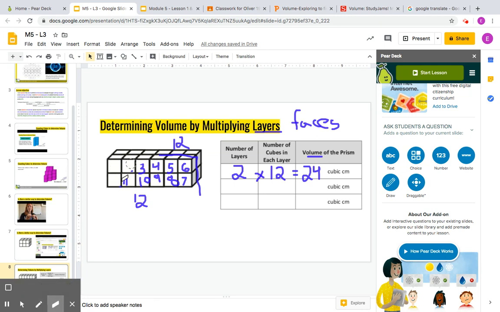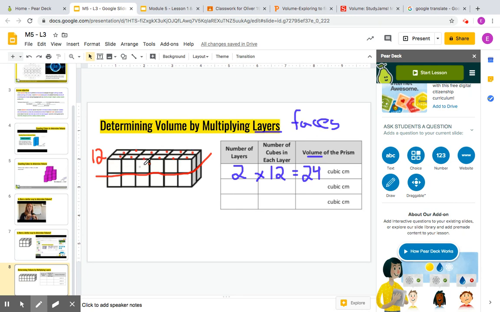Let's see if we're correct by looking at a different way of layering or looking at a different face of our structure. So we've already done the front. How about we look at the top? I'm going to isolate my top and count the cubes just on my top. We have 1, 2, 3, 4, 5, 6, 7, 8, 9, 10, 11, 12. I have 12 cubes on top.